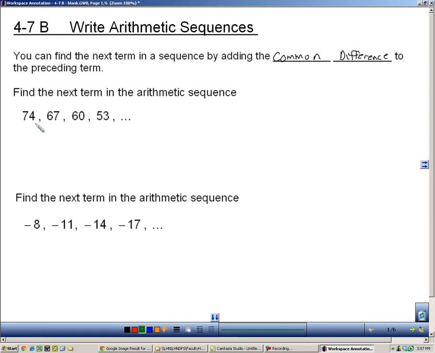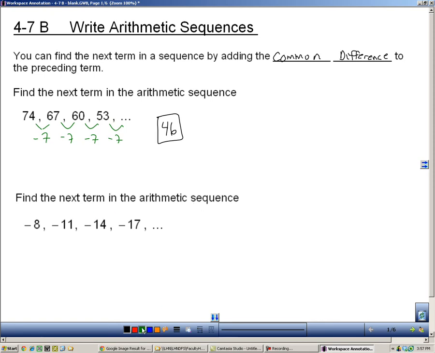How do you get from 74 to 67? Well, you're going to add 7 to get there. No, I take that back. You're going to subtract 7. How do you get from 67 to 60? Subtract 7. So by doing that, we notice this is an arithmetic sequence. So how do we get from 53 to the next term? Well, we know we're going to subtract 7. What is 53 minus 7? We're going to get 46. So the next term in the sequence is 46 because it follows the arithmetic sequence pattern.